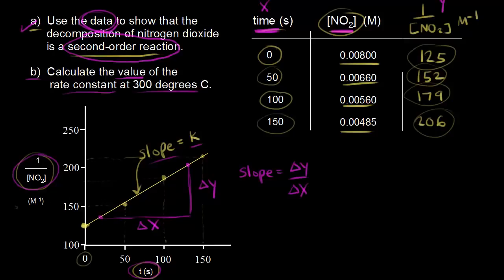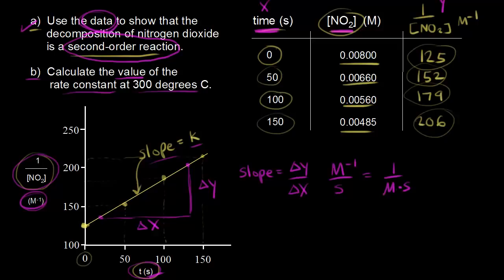And the units, right, for y we have molar to the negative first, and for the x we have seconds. So the unit would be, I could rewrite this as 1 over molar times seconds. Right, so that's our unit for our second order reaction.